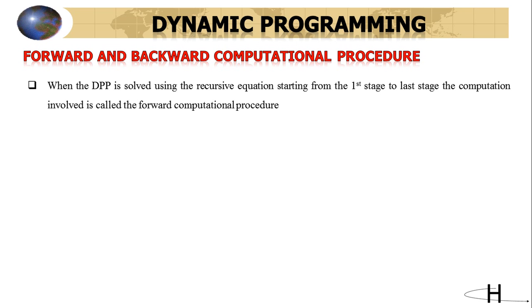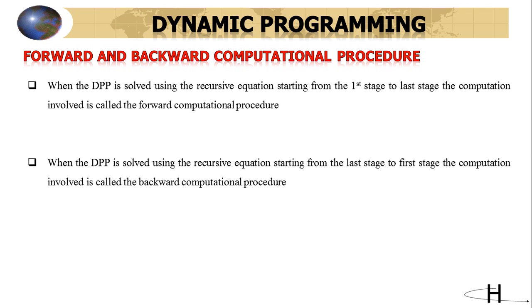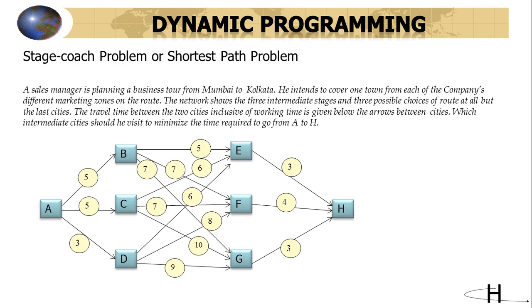When the dynamic programming problem is solved using the recursive equation starting from the first stage to the last stage, the computation involved is called the forward computational procedure. When the dynamic programming problem is solved using the recursive equation starting from the last stage to the first stage, the computation involved is called the backward computational procedure.